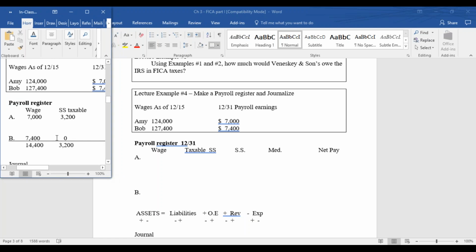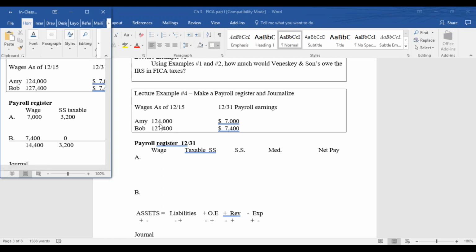And if we look at B, Bob here, it's 0. Notice Social Security taxable is 0, and that's because when you look over here at our example, he's already over the cap of $127,200. So therefore, he doesn't even have anything left for Social Security.